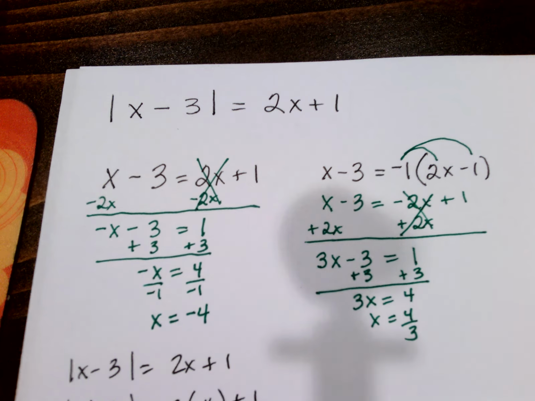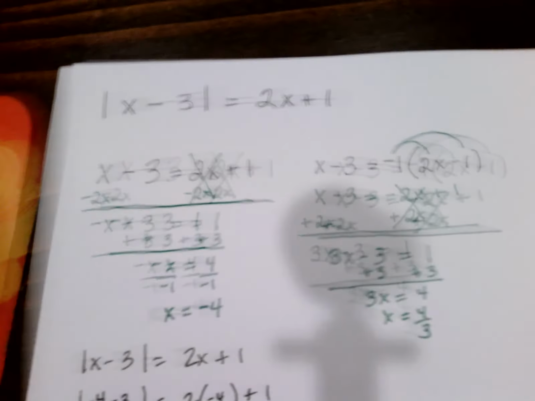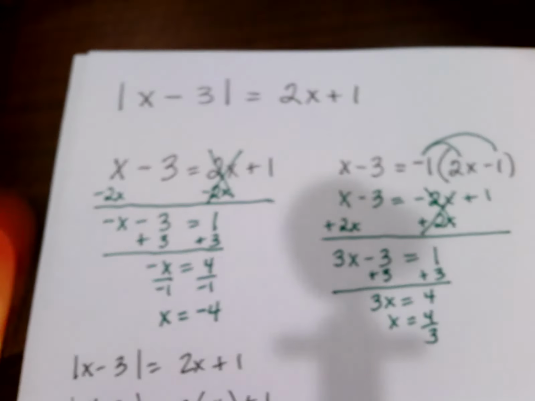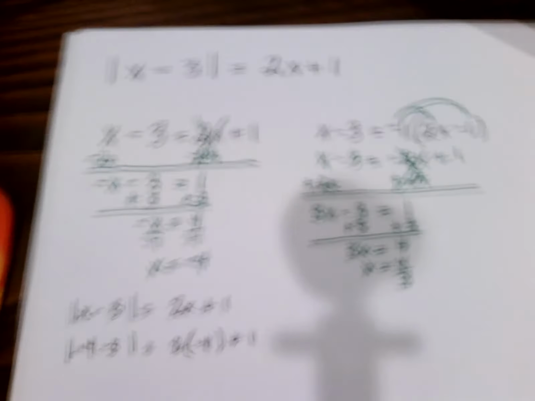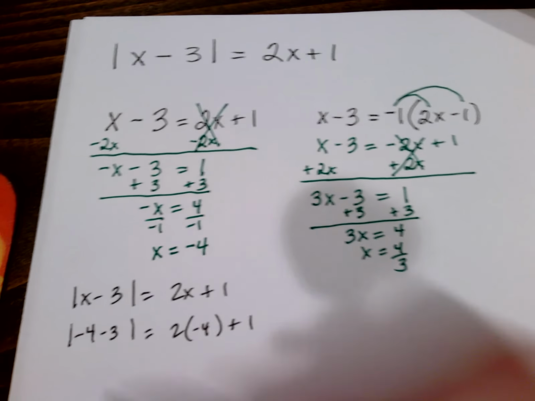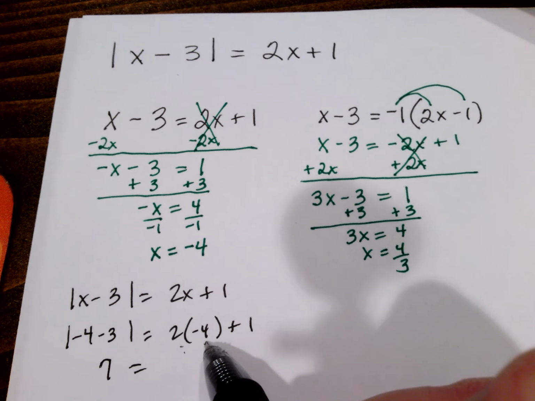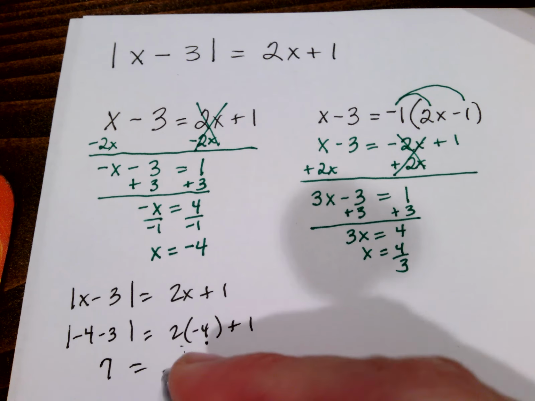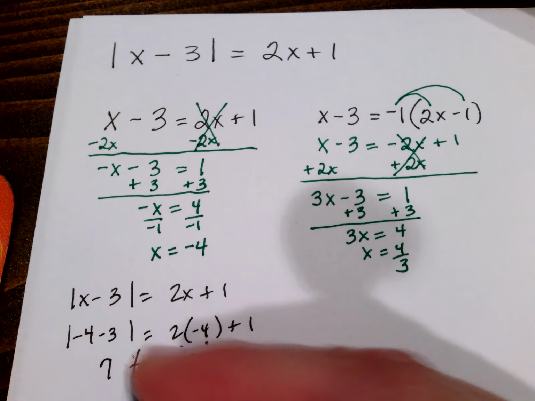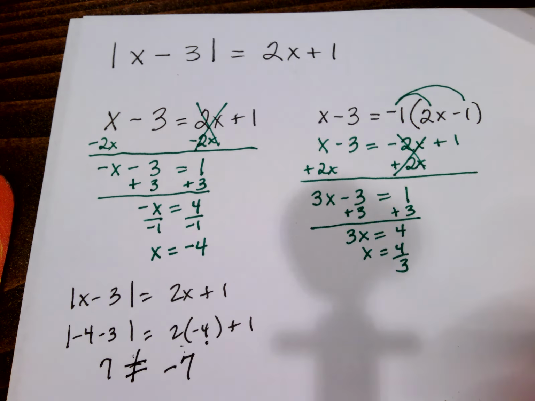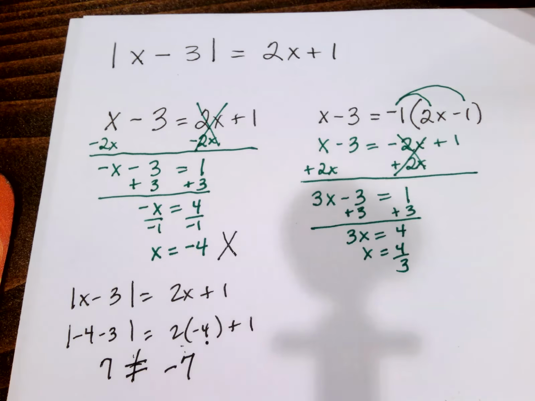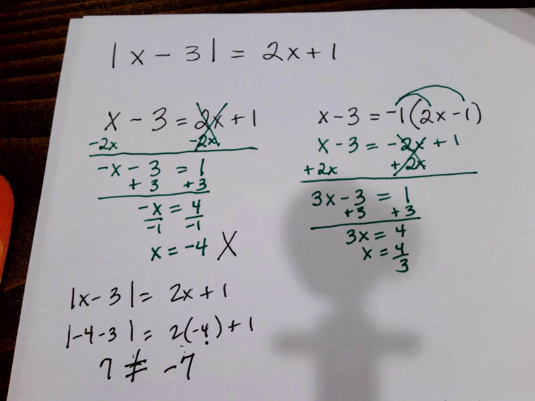-4 minus 3 gives me -7. And we take the absolute value of -7, which gives us just 7. And then 2 times -4 is -8, plus 1 gives me -7. Notice how this one is not true. So we know that x equals -4 is not a solution to this problem.